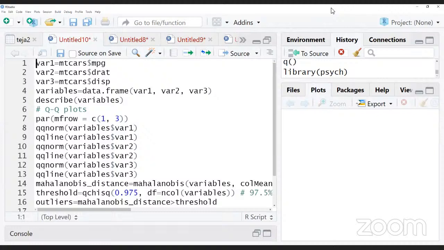So in multivariate, there needs to be a latent relationship among the variables. And if there is any outlier, we can remove that outlier so that our latent relationship will not be affected. Right. By the presence of an outlier, what will happen? The multivariate will be affected.